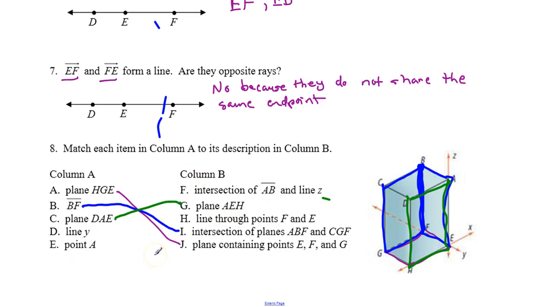Okay, line Y. Let's take a look at where line Y is down here. You probably have got it before me. This looks like line Y. Okay, so where is line Y? A line through points F and E. So it was named with a lowercase letter, but those are the points that the line has gone through. And then obviously the last one here, point A, is the intersection of AB and line Z.